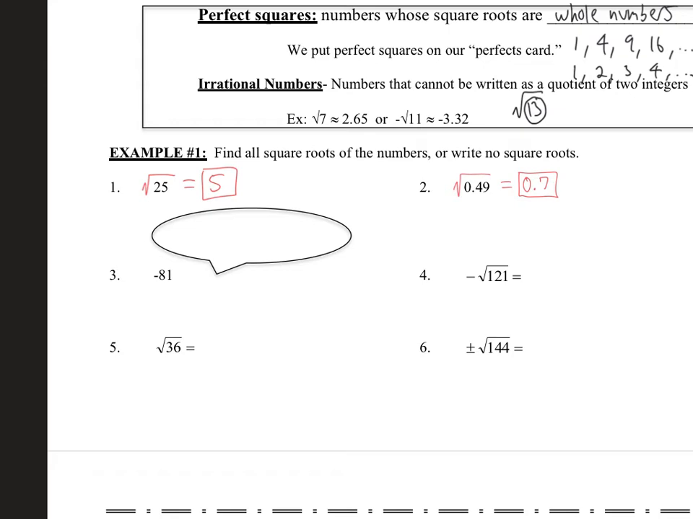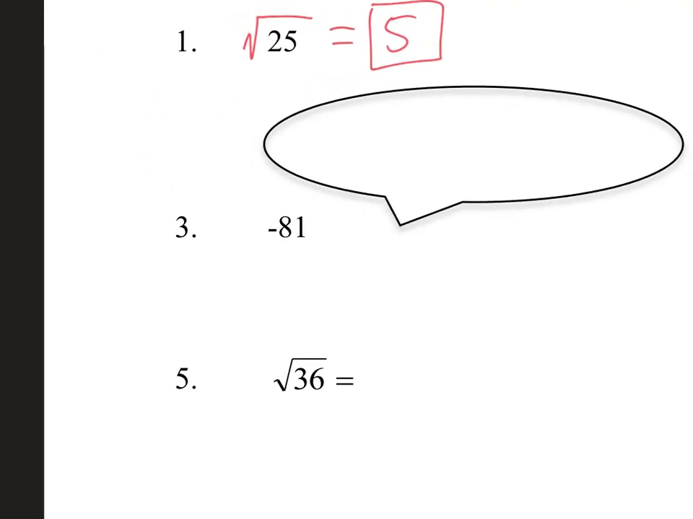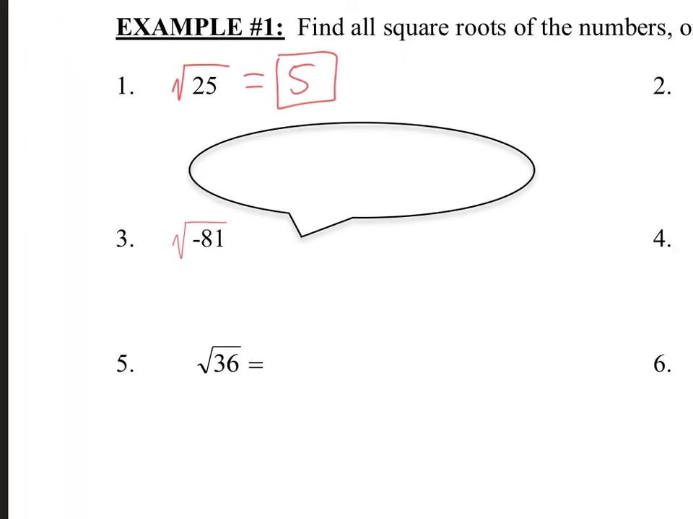Okay. Number 3, square root of negative 81. Go ahead and plug that into your calculator really quick. See what you get. Plug in the square root of negative 81. What do you get for an answer? Well, you should have gotten something like undefined or something weird on your calculator that's not going to work. And the reason why is we cannot take a square root of a negative number.